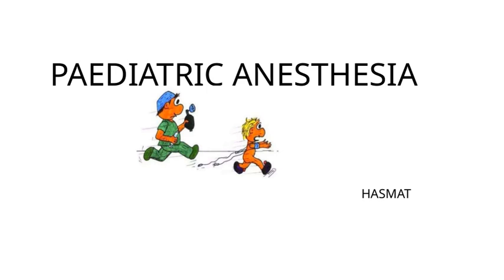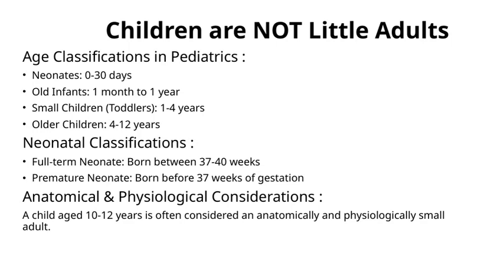Let's get started. Children are not little adults, and that's a crucial point to remember when we're considering pediatric care. The different age classifications in pediatrics help us understand the unique needs of each group. For example, neonates are babies from birth up to 30 days old. Then we have infants, which are children from 1 month to 1 year. Small children, or toddlers, are typically between 1 and 4 years old, and older children are from 4 to 12 years. Recognizing these distinctions is essential because each group has different physiological and developmental characteristics.